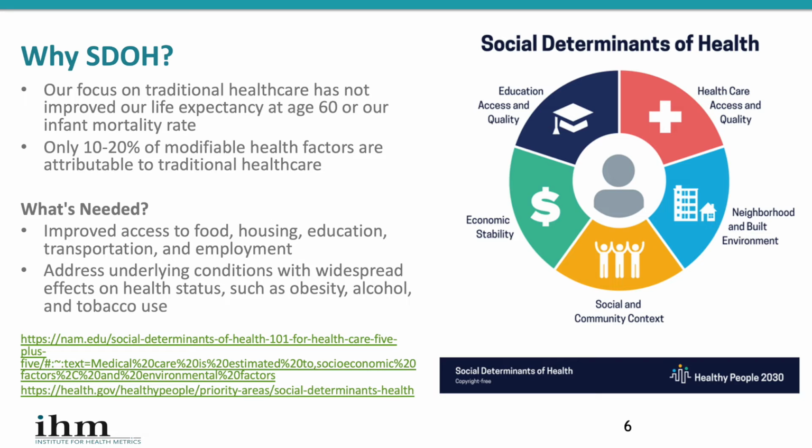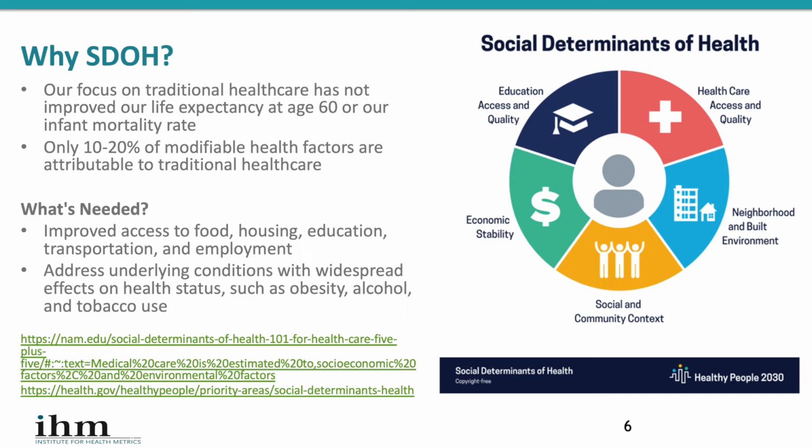So focusing on traditional healthcare will really only get us 10 to 20% of the way there. And this focus has not improved our life expectancy or our infant mortality rate, for example. And what do we need? Well, we need to improve access to food, to housing, education, employment as examples, and also to address underlying conditions that have widespread effects on health, such as obesity, alcohol, and tobacco use.